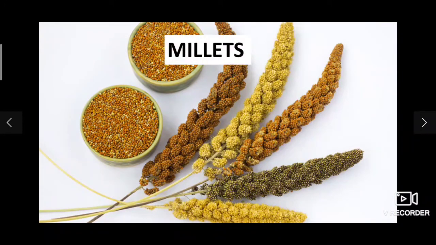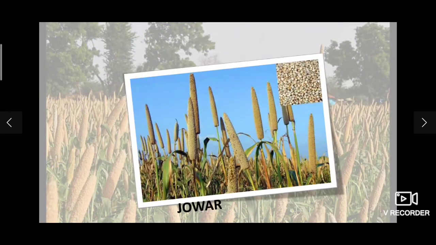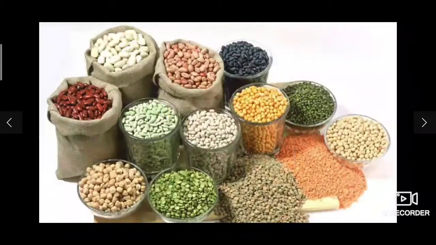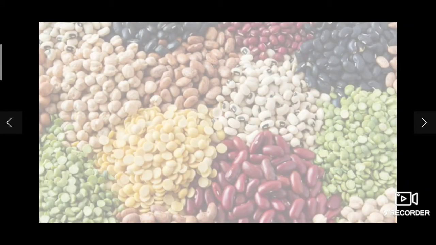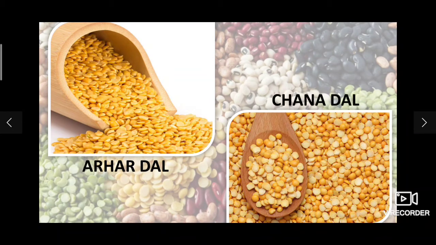Millet is a small grained cereal that is widely grown in dry regions. India is the world's largest producer of millets. Millets include jowar, bajra, and ragi. Pulses are popular in all parts of the country. Pulses are rich in proteins. Most widely consumed pulses in India are arhar dal and chana dal.